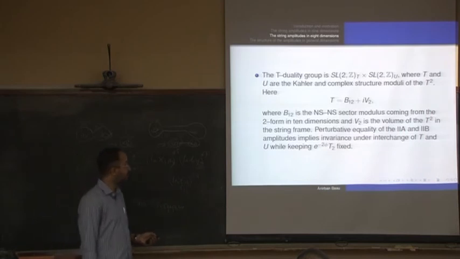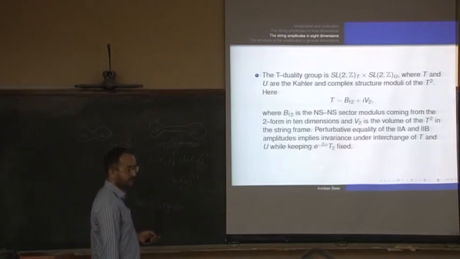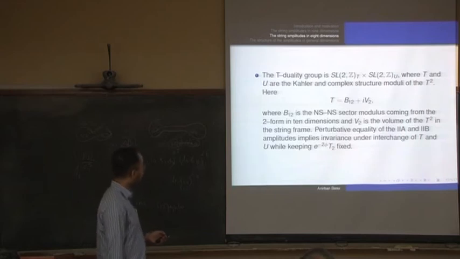This is the 8-dimensional T duality invariant Dirac law. Perturbative equality implies interchange of T and U between the complex structure. What is T2? What is T sub 2? T sub 2 is V2, the imaginary part of T.